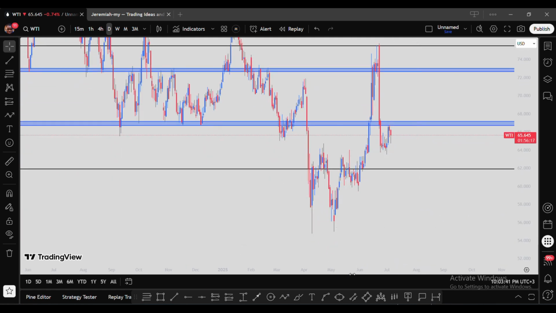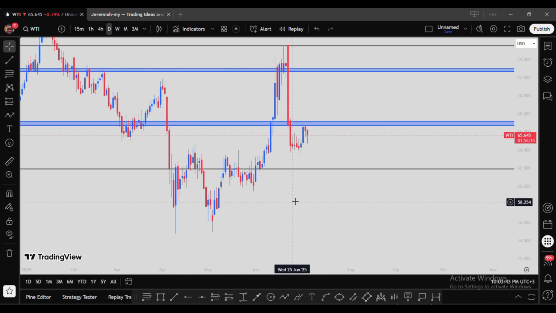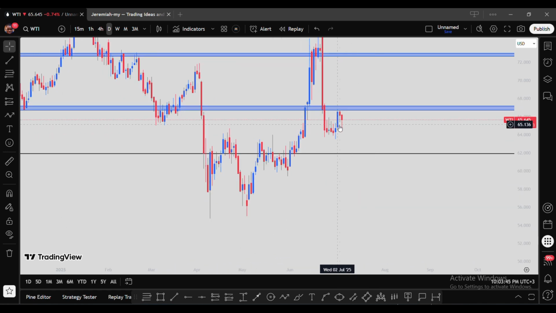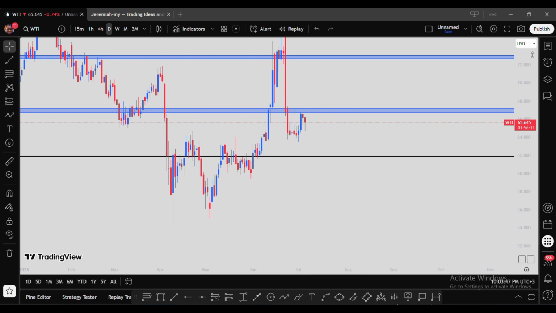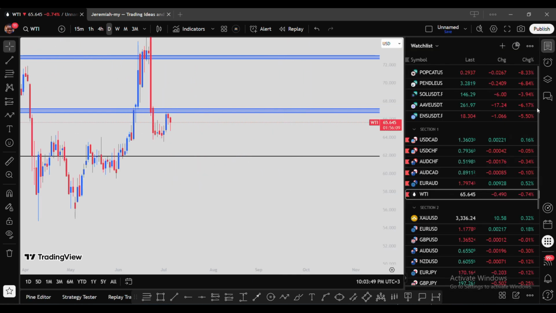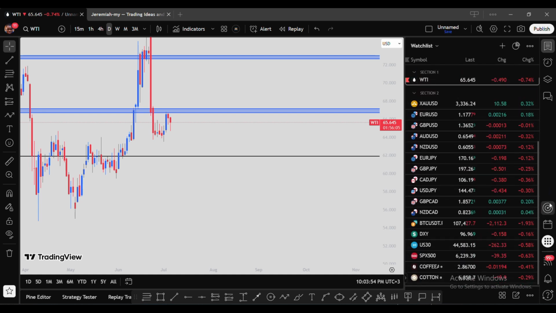So like I said, I'll just be looking to get into a sell trade if price could break that counter trend and then properly get rejected from this level. So that's just my take on crude oil at the moment. So I think the other pair we talked about last week is GBPCAD.